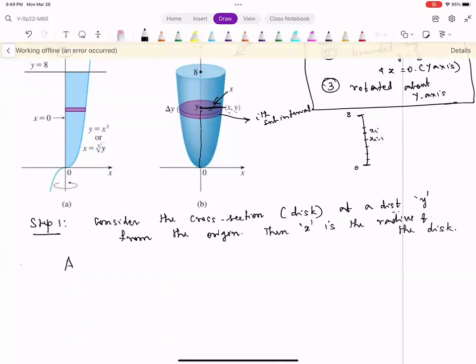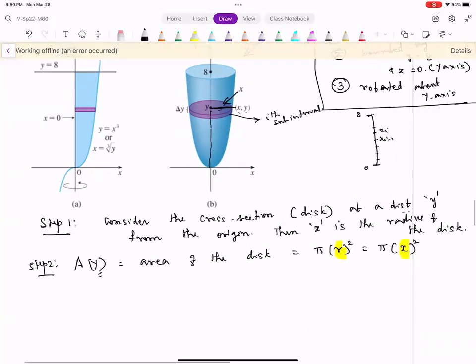Now we call A of y the area of the disk, which is pi radius squared. Pi, the radius is nothing but x here, so pi x squared. But because we wrote that as A of y, everything must be turned in terms of y. What we have is x squared.